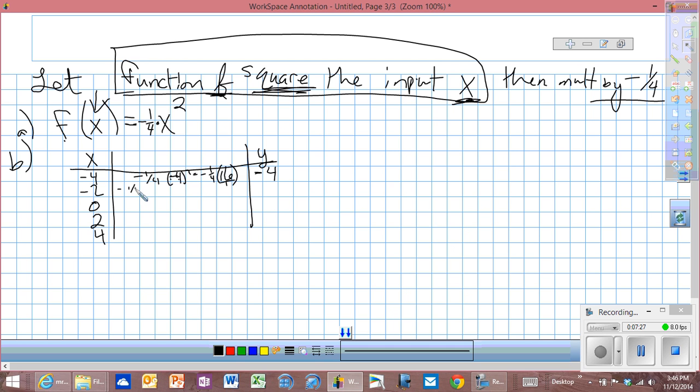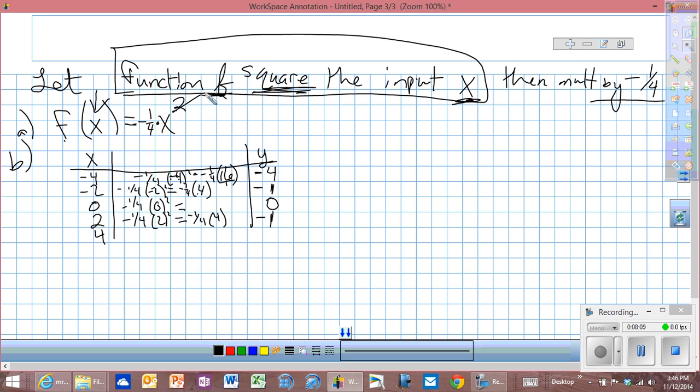For -2, I write out the same stuff: -2 in parentheses, squared. -2 times -2 is a positive 4. What's 1/4 of 4? It's just 1. Then I have a negative and a positive, which makes a negative. Now 0: I have -1/4 times 0 squared. 0 squared is 0, and 0 times 1/4 is 0. For 2, I have -1/4 times 2 squared. That gives me -1/4 times positive 4 again, so you should be getting the same answer. This pattern should start to repeat.